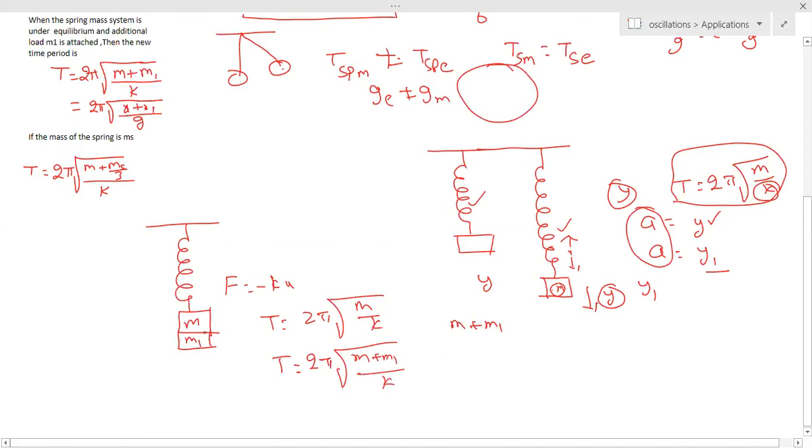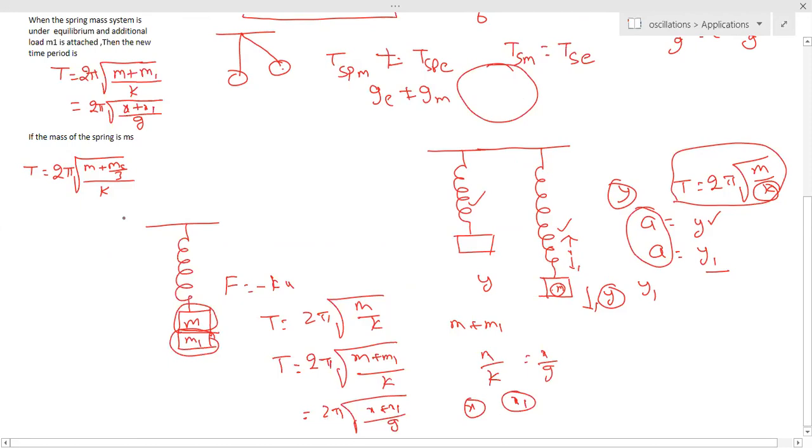See, we already know that, I think in previous discussion we wrote m by k as x by g. Okay, now if you apply the same logic, you can write 2 pi root (x plus x1) by g, where x is the extension produced when m mass is hanged. Okay, x1 is the extension produced when m1 mass is hanged individually. Then in this case, the formula for time period will be T is equal to 2 pi root (x plus x1) by g.